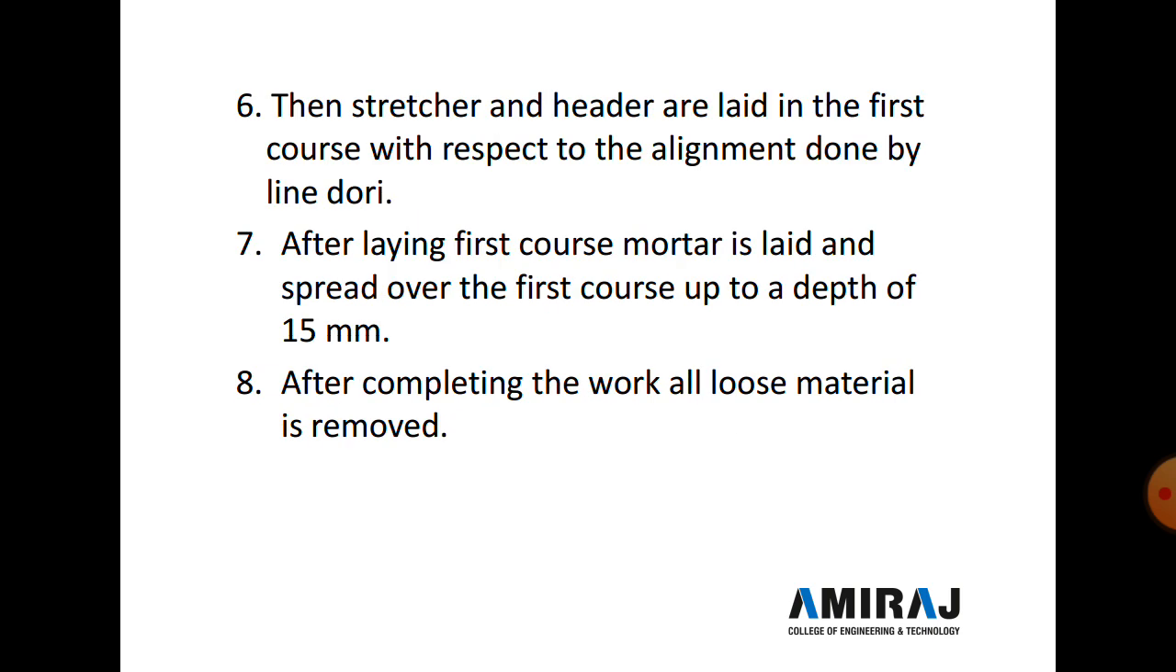Now the sixth step is that the stretcher and header are laid in the first course with respect to the alignment done by the line dory, and then the vertical joint is filled up with mortar. After laying the first course, mortar is spread over the first course up to a depth of 50 mm, and the other courses of header or stretcher are laid in a similar manner, and after completion of the work all the loose material is removed. So this is the procedure divided into 8 steps.